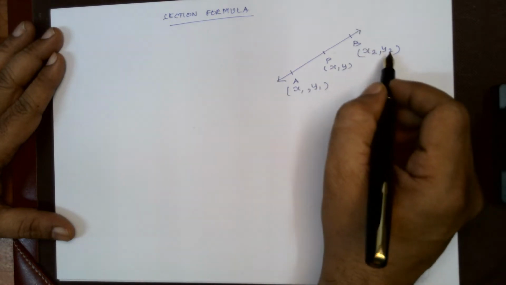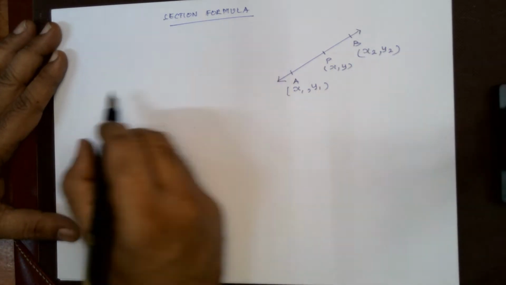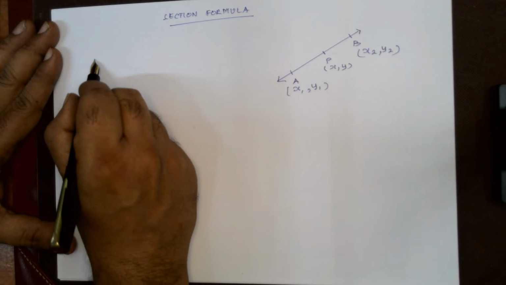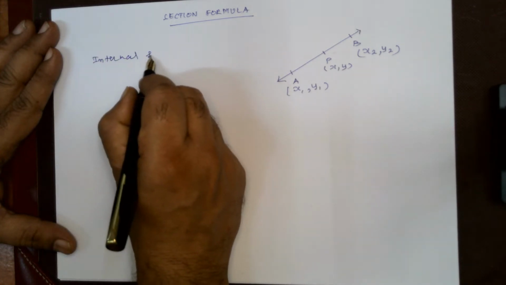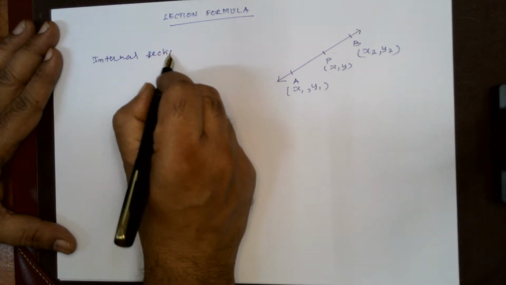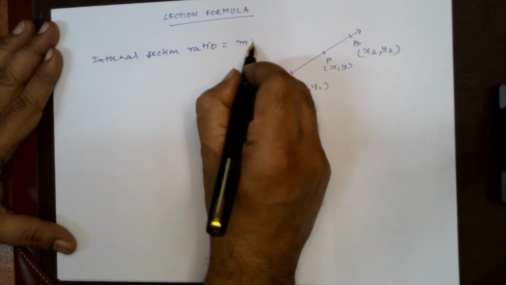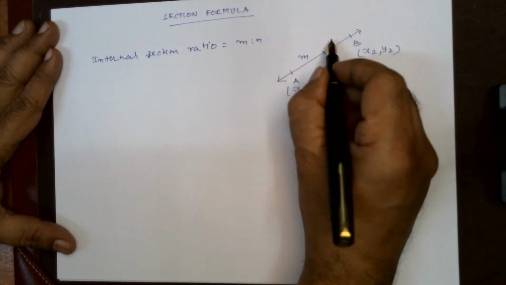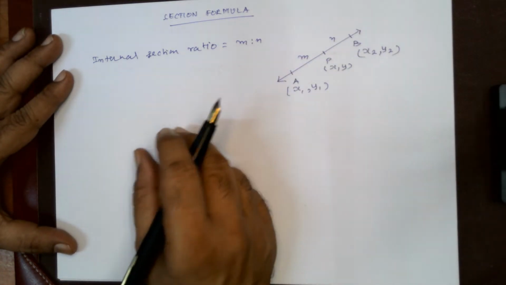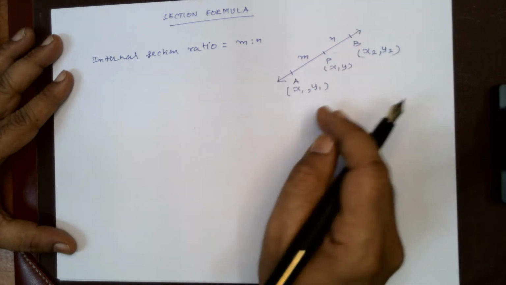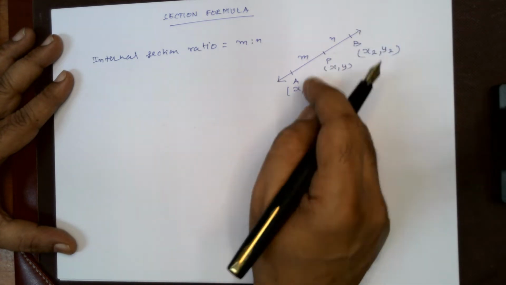B is represented by x2, y2, divided internally in the ratio m is to n. So the internal section ratio is m is to n. We can call it m and this as n. For example, 1 is to 1, 1 is to 2, like that. P divides the line segment AB in the ratio m and n.